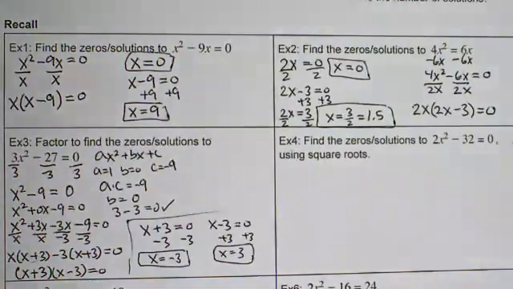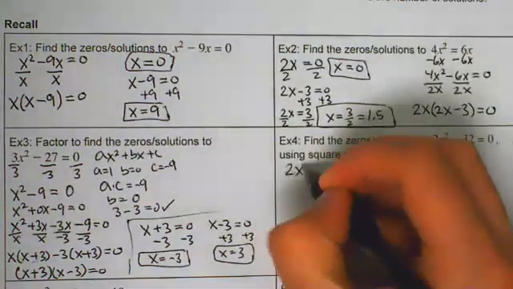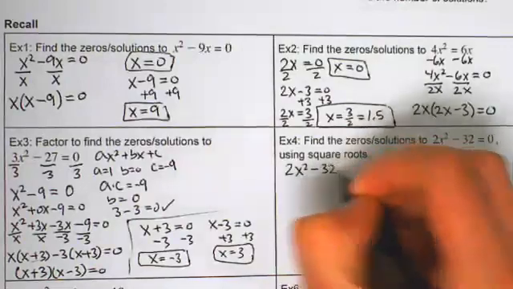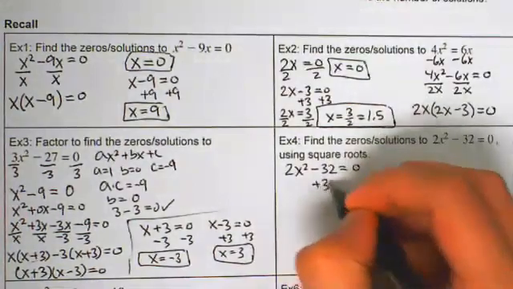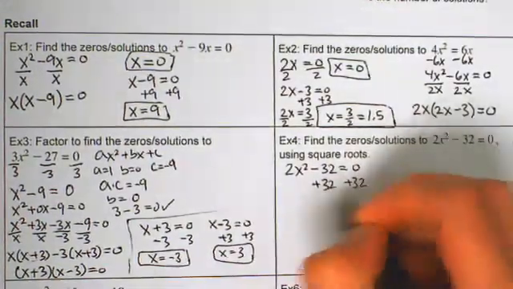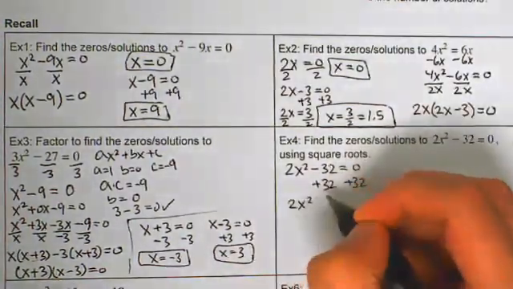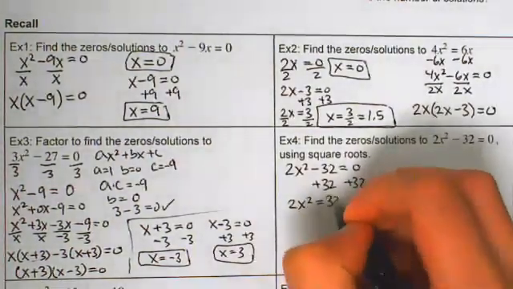So when we start with 2x squared minus 32 equals 0, the first thing we need to do when we're going to find the solution using square roots is isolate the x squared term. So we're going to add 32 to both sides, leaving us with 2x squared is equal to positive 32.